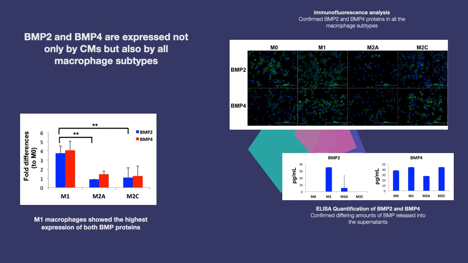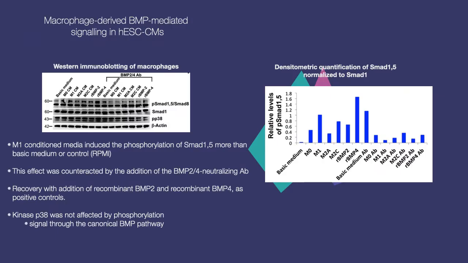And in both cases, M1 macrophages showed the highest expression of both BMP proteins, and this can be seen in the fold difference of the subtypes comparatively to the M0 in the left-hand figure. So to analyze whether BMP is active and sufficient to act, this was analyzed via Western blotting of macrophages, and also a densitometric quantification of the SMAD1/5 normalized to SMAD1, which are the downstream signaling molecules for the BMP pathway.